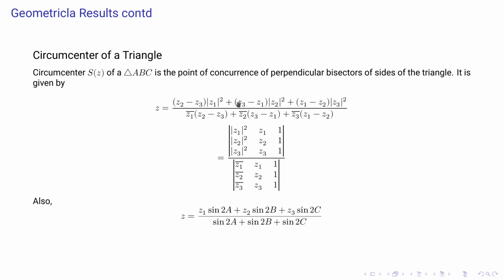If you have not studied determinants yet, please have patience. I have not yet taught determinants. Also, when we were dealing with the equation of a line, that is a determinant equation. So this can also be written as Z1 sin 2A plus Z2 sin 2B plus Z3 sin 2C by sin 2A plus sin 2B plus sin 2C.